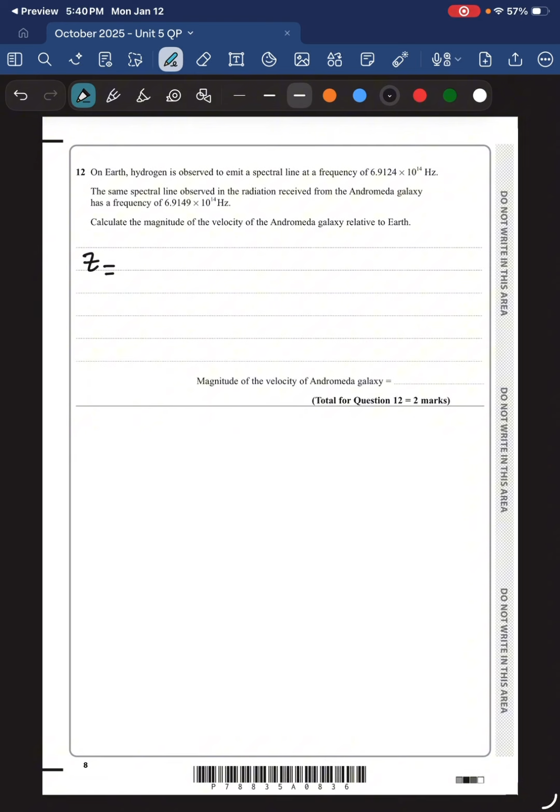So this factor z is equal to delta f over the frequency in the lab, okay?